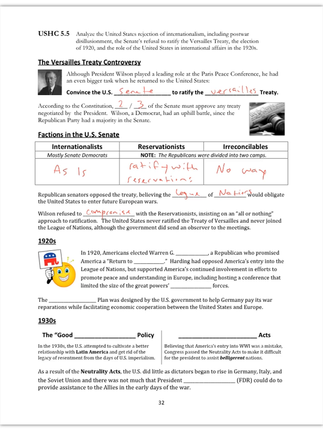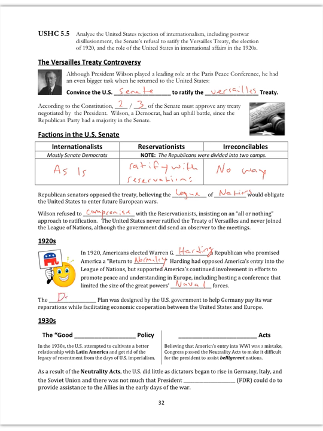So that brings us to the 1920s. In 1920, Americans elected Warren G. Harding, a Republican, who promised America a return to normalcy. Harding had opposed America's entry into the League of Nations, but supported America's continued involvement in efforts to promote peace and understanding in Europe, including hosting a conference that limited the size of the great powers' navies, or naval forces. All right, so Harding was basically saying we need to go back to more neutrality, more isolationism.